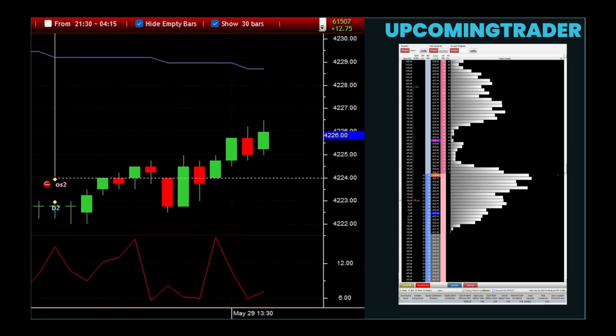For long-term investors, the 50-day and 200-day exponential moving averages are more commonly used.